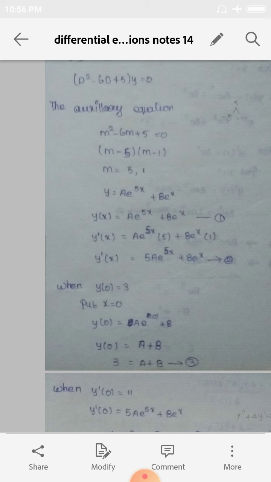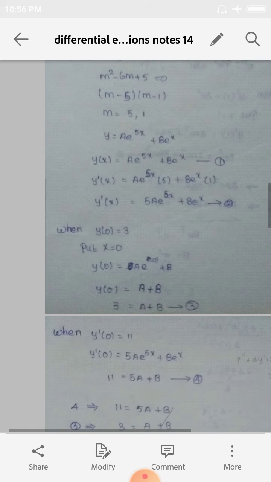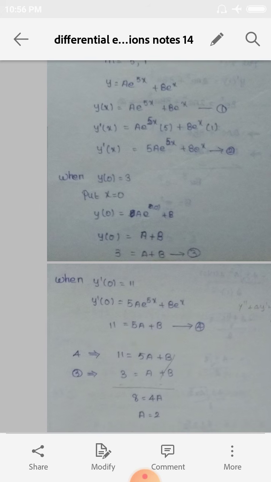So we get y of 0 is equal to e power 5 into 0 plus b into e power 0. So we get y of 0 is equal to a plus b. So what is the equation? Y of 0 is equal to 3. So substitute: 3 is equal to a plus b. Mark it as equation number 3.